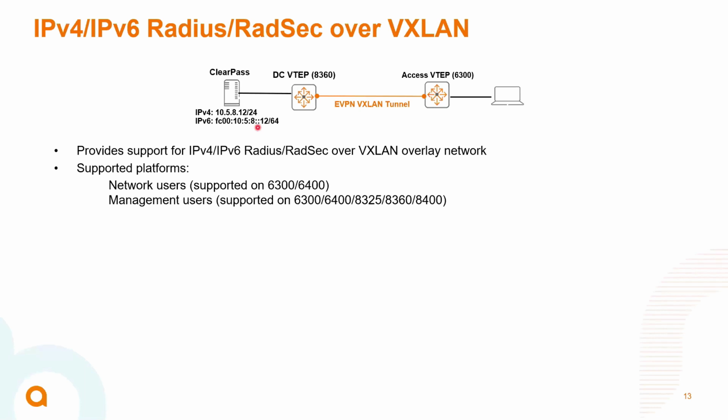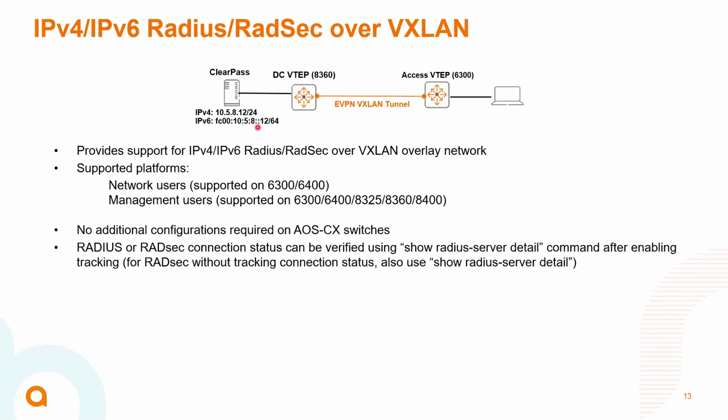So if you're going to authenticate network clients, that's supported on the 6300 and 6400 because those both support port authentication, 802.1X and MAC authentication. And then management users, we can authenticate whether it be the 6300, 6400, 8325, 8360, or 8400. Basically, two requirements: it has to support Radius and it has to support VXLAN, so that we can bring up the tunnels.